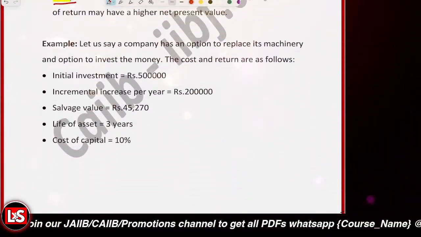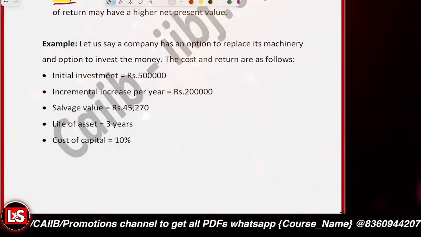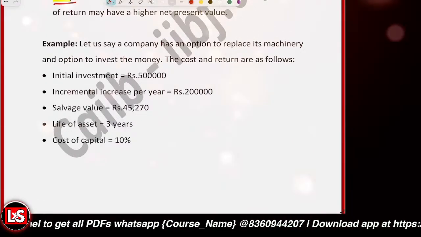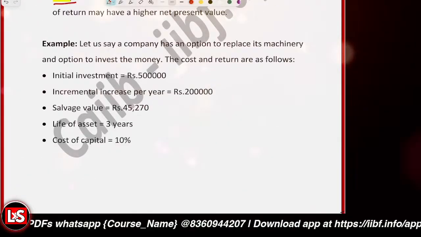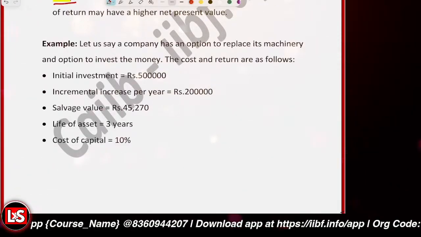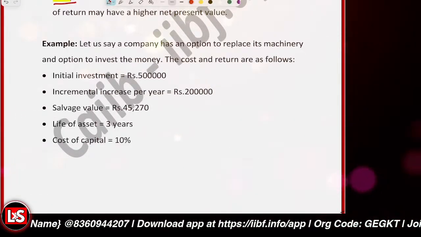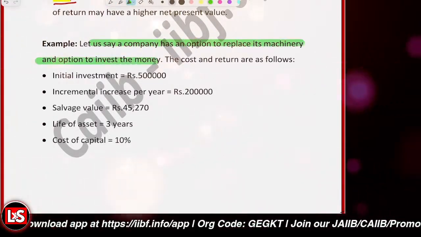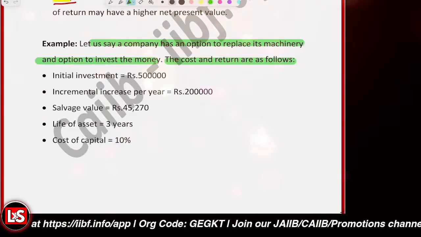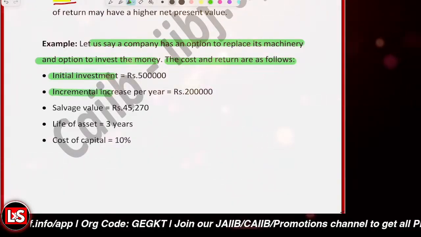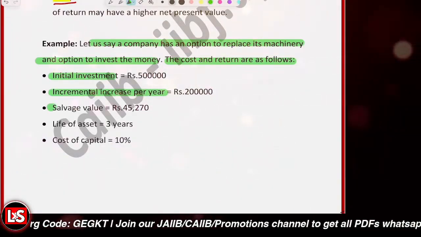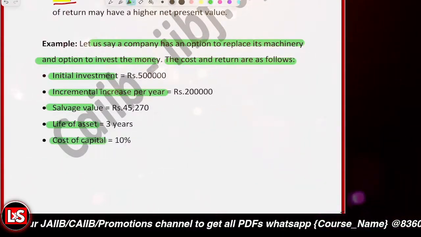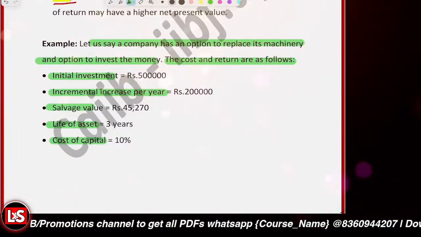Now let's have a look at the question here. Let us say a company has an option to replace its machinery and an option to invest the money. The cost and return are the following. Initial investment 5 lakh, incremental increase per year 2 lakh, salvage value 45,270, life of asset given, and cost of capital is given to be 10%.